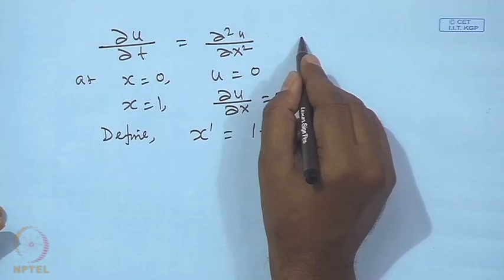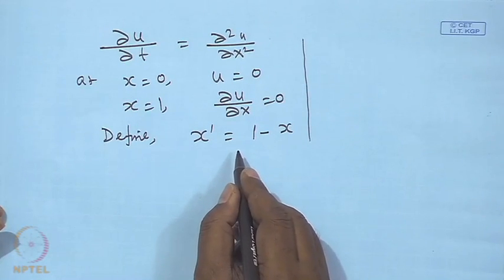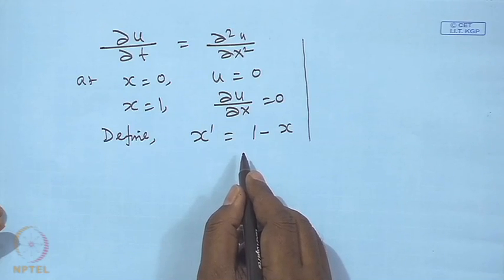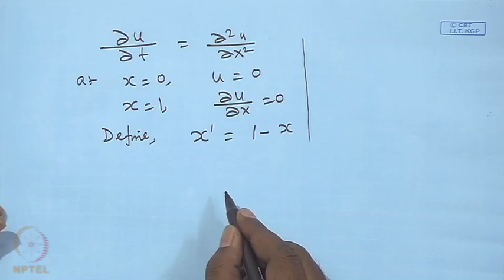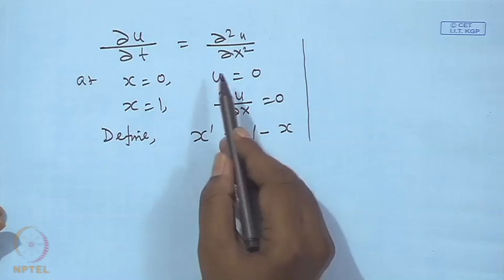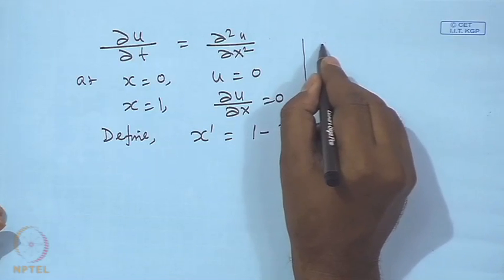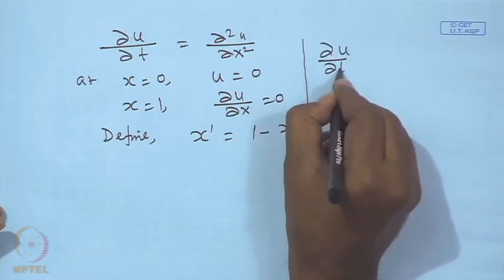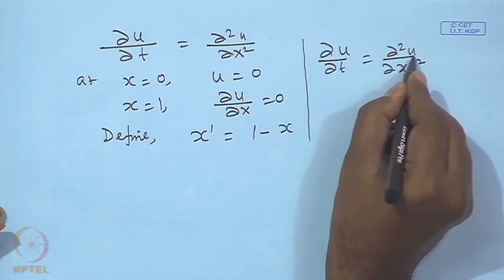So, let us look into the governing equation. Del u del x is equal to del u del x prime times dx prime del x. So, minus del u del x will be nothing but minus del u del x prime, but with one more derivative, minus minus becomes plus. So, the governing equation remains the same, del u del t is equal to del square u del x prime square.